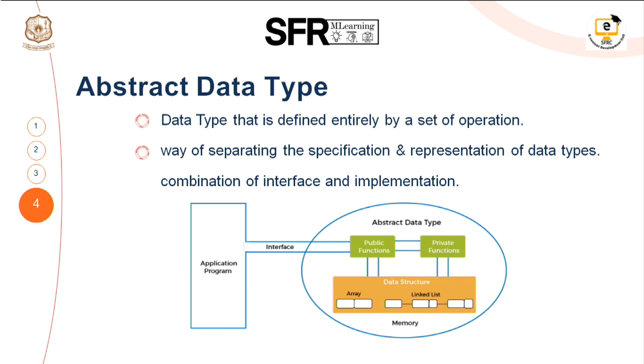The basic difference between ADTs and primitive data types is that the latter allow us to look at the representation, whereas the former hide the representation from us. An ADT consists of a collection of values and operations, with the values deriving their meaning solely through the operations that can be performed upon them.